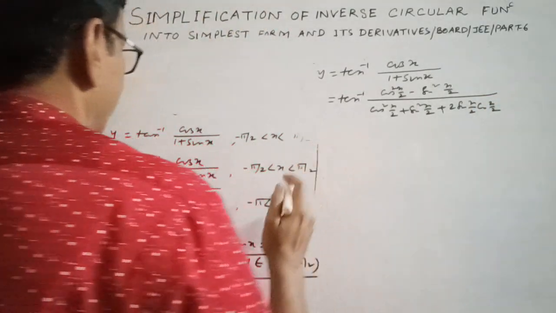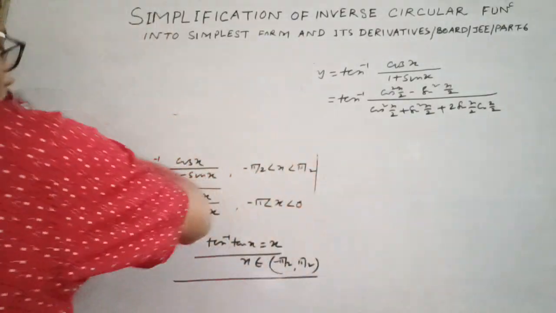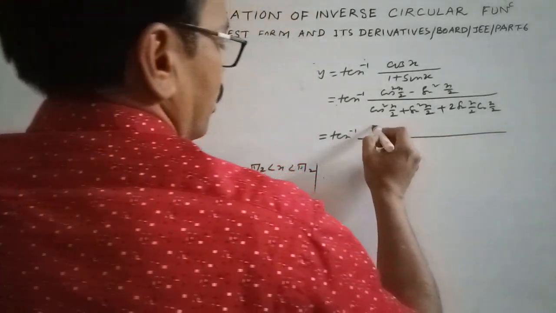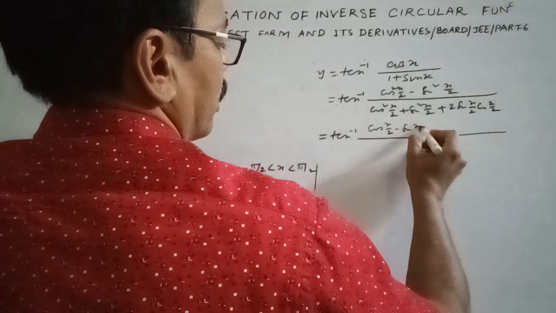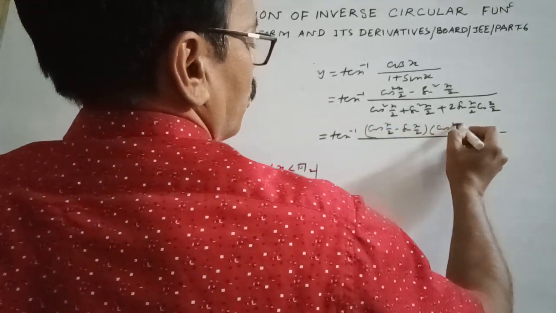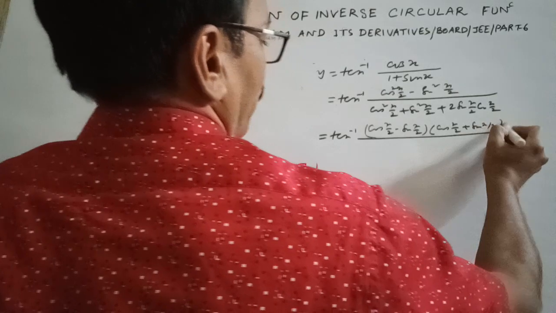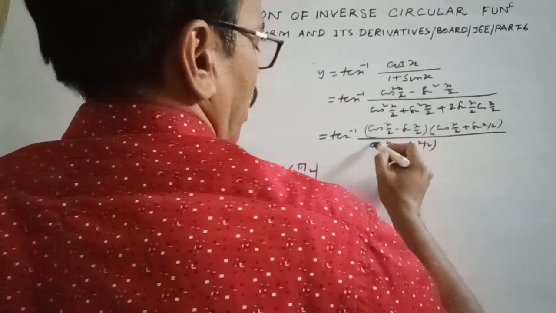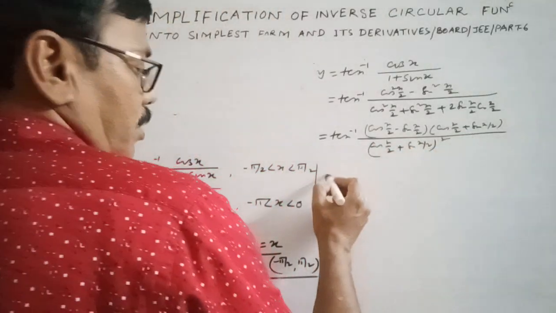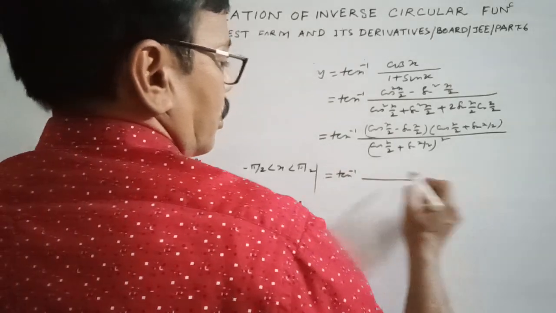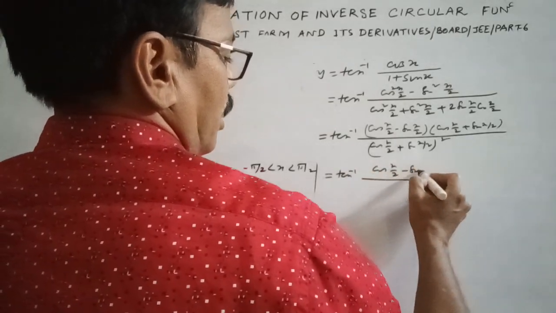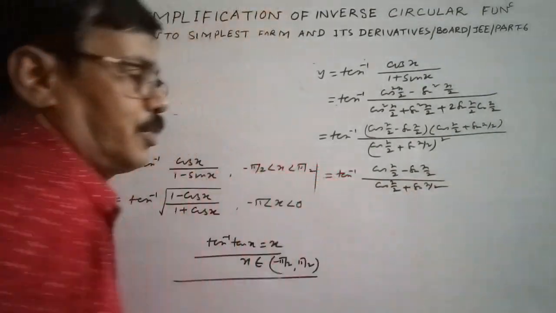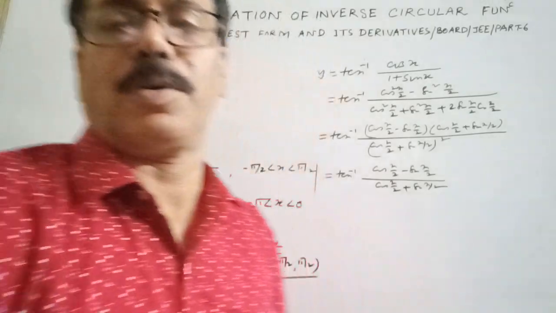Now this one equals to tan inverse. So if you factorize it, cos x by 2 minus sin x by 2, cos x by 2 plus sin x by 2, and this is cos x by 2 plus sin x by 2 whole square. So one term is cancelled out, tan inverse cos x by 2 minus sin x by 2, cos x by 2 plus sin x by 2. So now we have already solved this type of problem.